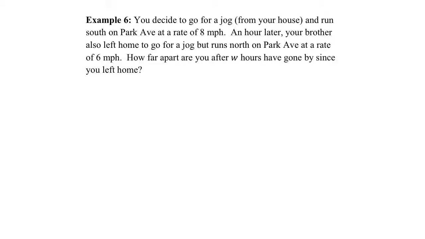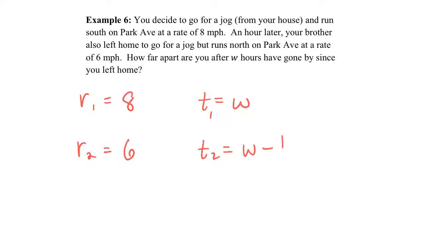So 8 W's. Okay. So then, W is the time that has elapsed, I agree. So what's the first rate? 8 miles per hour. Very good. The second person, what's his or her rate? 6 miles per hour. And how much time has that second person been running for? 1 hour later. So W plus one? No? 1 hour less, right?